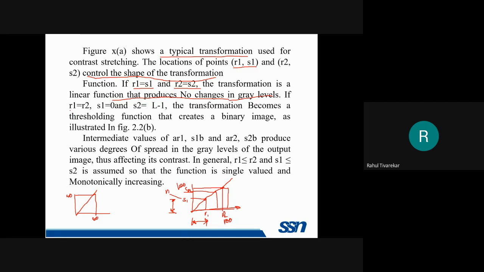Now, if R1 is equal to R2, what will happen? Let's analyze that scenario. If R1 is equal to R2, means what? R1 is equal to R2 and S1 is equal to 0 and S2 is equal to L minus 1. R1 and R2 are two different points, but I am assuming that I am connecting them. This is how I connected and I made R1 equal to R2.